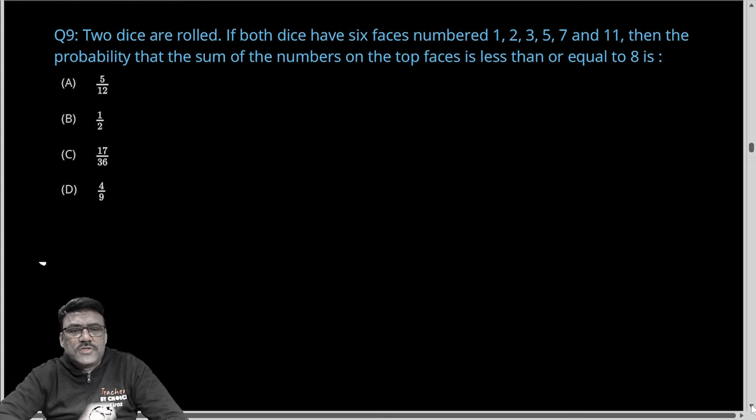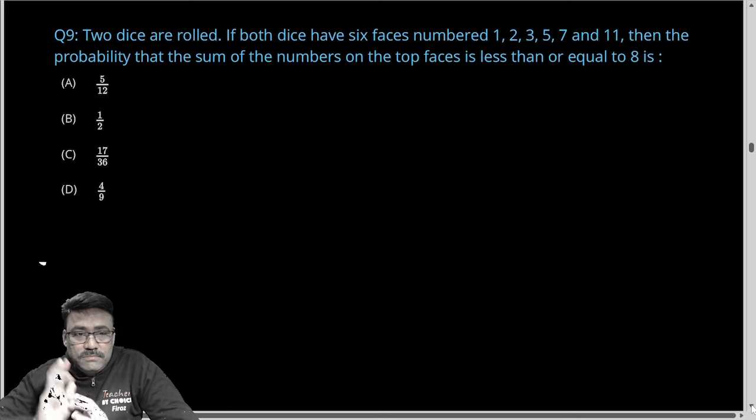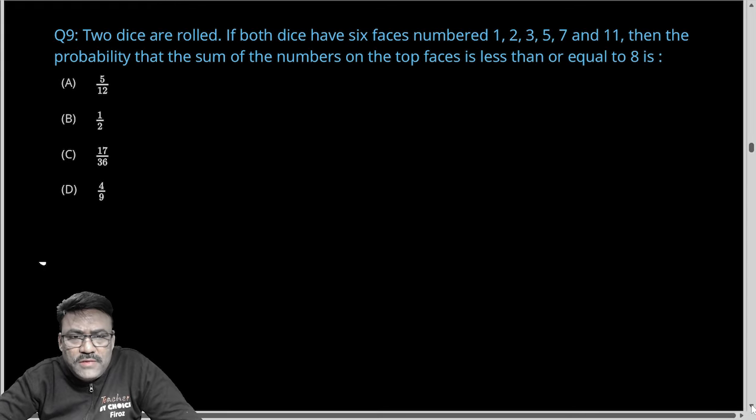Okay, let's see this question now. This is from probability. We have two dice, and both dice have 6 faces numbered 1, 2, 3, 5, 7, 11. Means the numbers on the faces are 1, 2, 3, 5, 7, 11. Now both these dice are rolled. Then what is the probability that the sum of the numbers on top faces is less than or equal to 8?